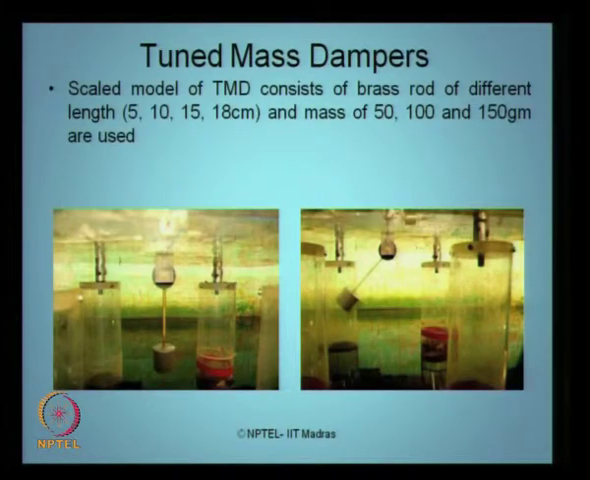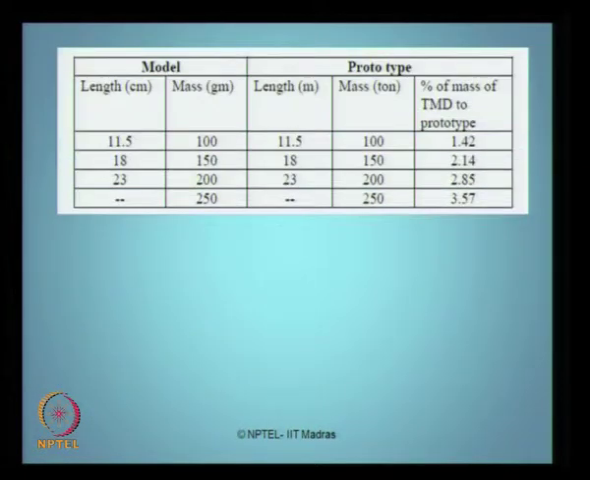A scaled model of the TMD of brass rod of different lengths, 5, 10, 15, 18 centimeters, has been tested with different masses of 50, 100, 150 and 230 grams used in the study, which corresponds to the mu ratios of various percentages as we analyzed in the previous example. So, these were the different configurations and these were the percentages of the mass of TMD to prototype. It varies approximately from 1% to 4%, okay, for the present study.